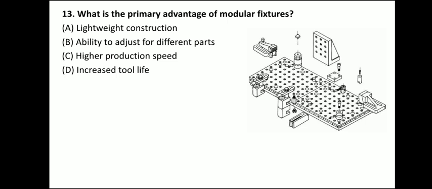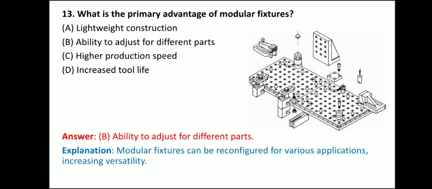Next question. What is the primary advantage of modular fixture? The answer is ability to adjust for different parts. So with the help of such modular fixture, you can handle a variety of parts because it is having a plate, and on that plate you can see different holes, and on these holes you can fix your locating element, clamping element. So it is having the ability to adjust to different parts. Modular fixture can be reconfigured for various applications, increasing versatility.